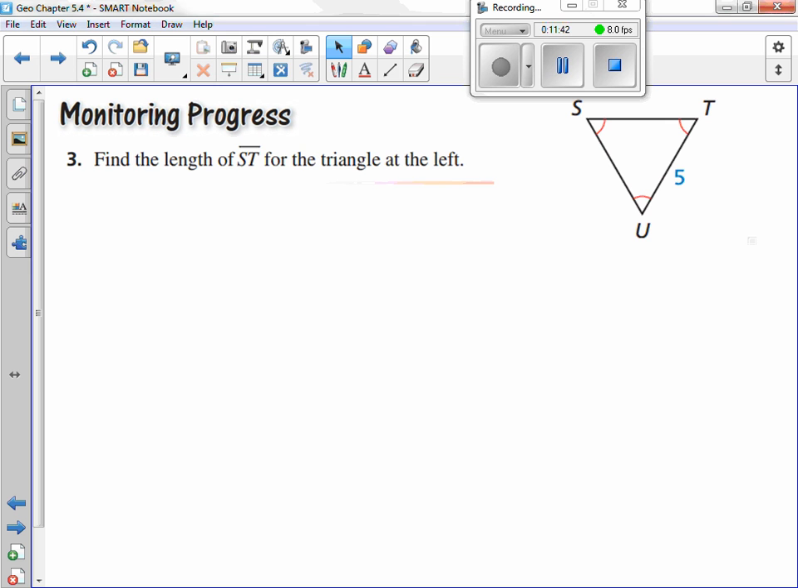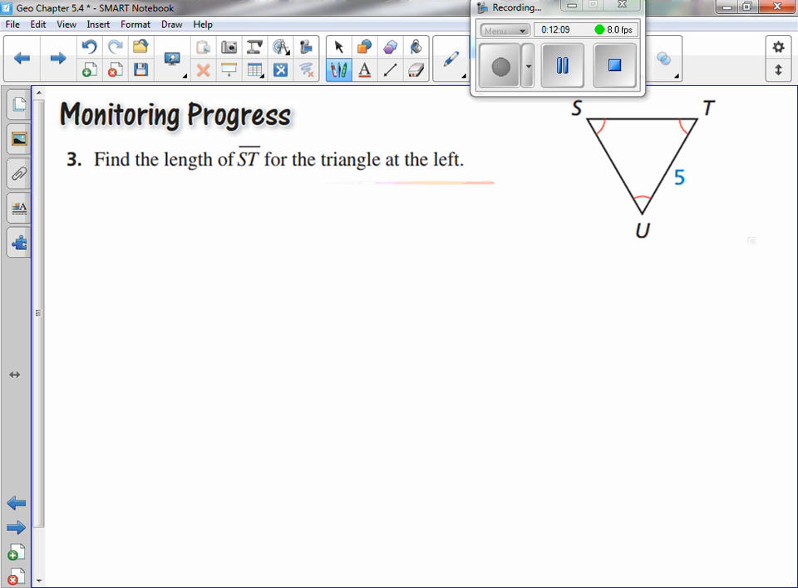Find the side length of ST. So what do we know about the angles? Because they gave us some information about the angles, didn't they? What are they saying about angle S, T, and U? They're congruent. So all the angles are congruent, which means it's equiangular. And if a triangle is equiangular, it means it's also what? Equilateral. So all the sides would be the same.